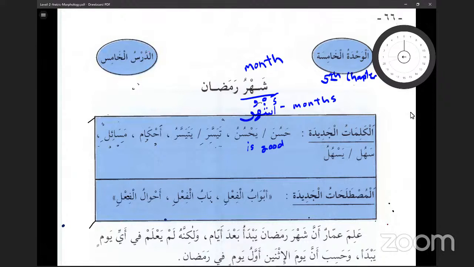طيب. Then we have tayassara yatayassaru, which we learn at the end of the book. It is from the tafa'ala yatafa'alu wazn. Tayassara yatayassaru, which means is easy. So obviously if you use the past tense and you say tayassara, yani it was easy. Yatayassaru, it is easy. So it's a fi'l that means was easy, is easy.